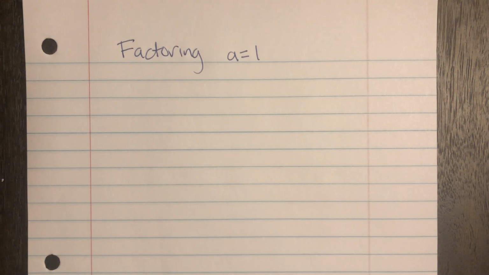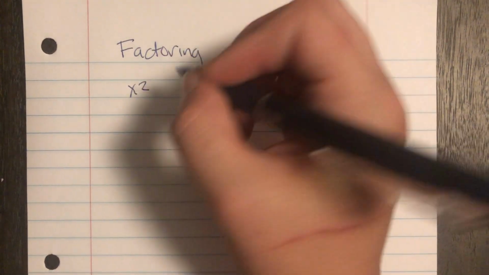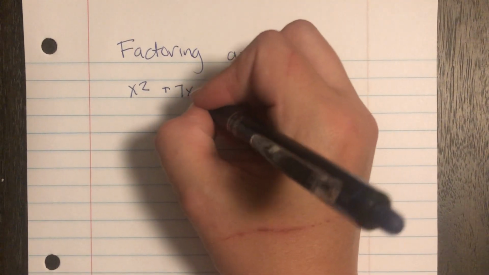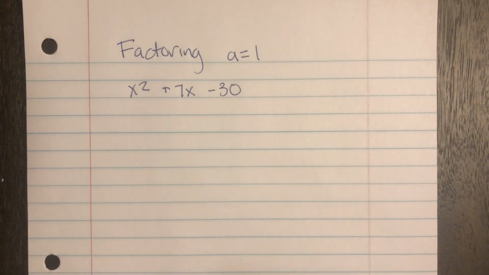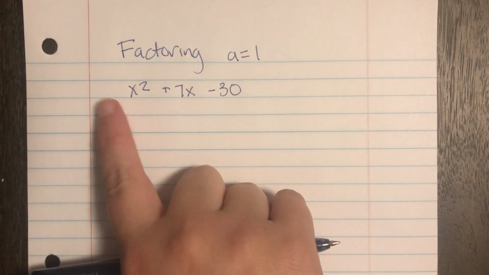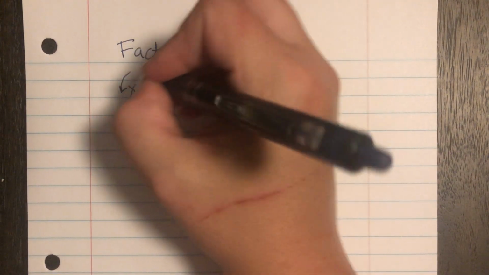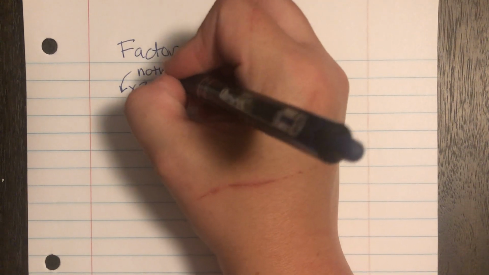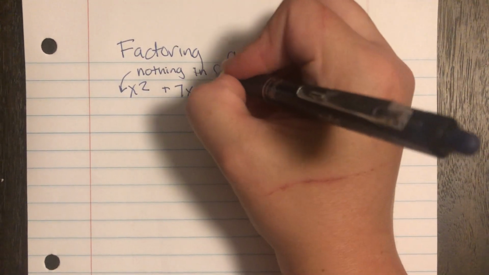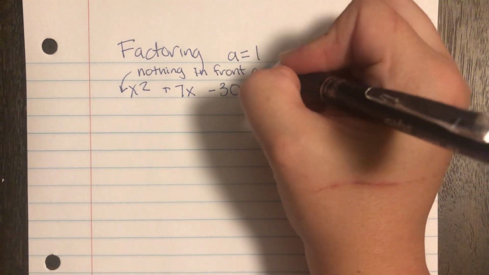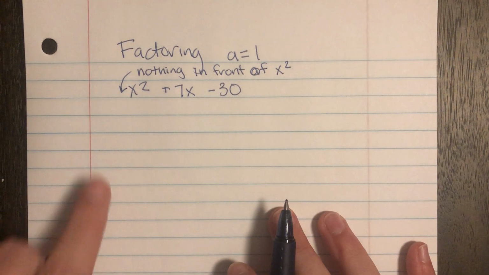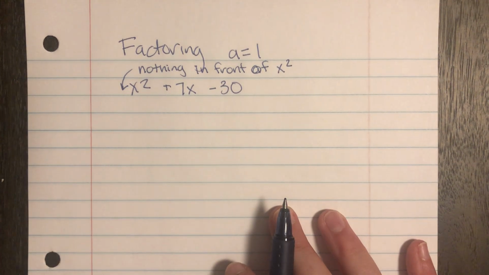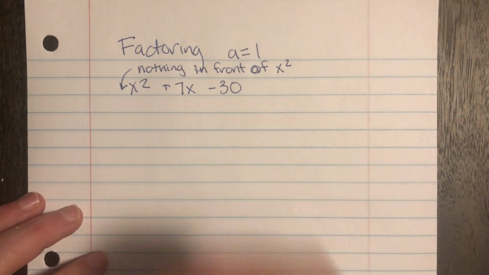To come in and talk about factoring with a equals 1. A good example of this is x squared plus 7x minus 30. The way that we know that it is categorized in this a equals 1 is there is nothing in front of x squared. All right, so if there is nothing in the front, we can completely proceed with this method. All right, so let's keep going.